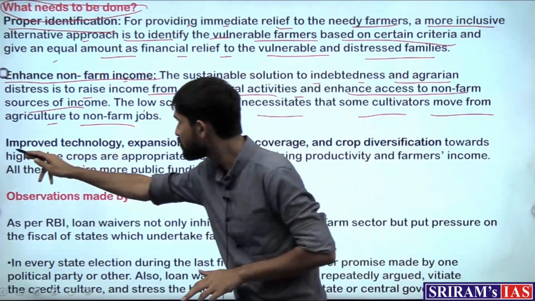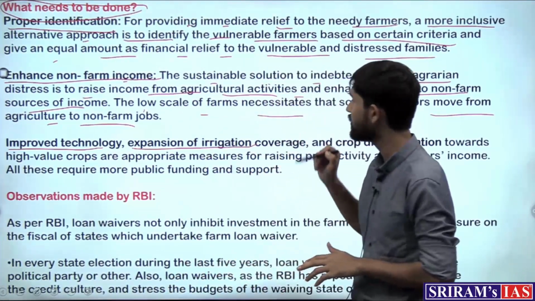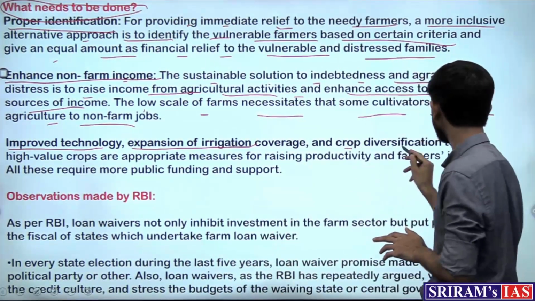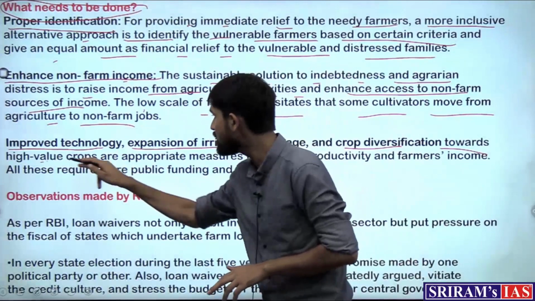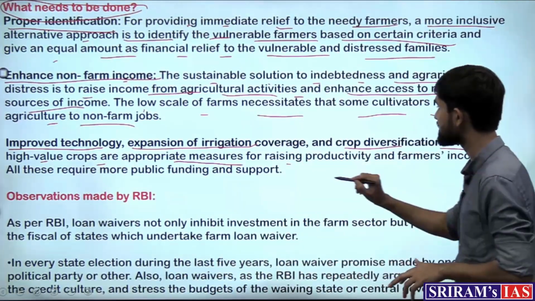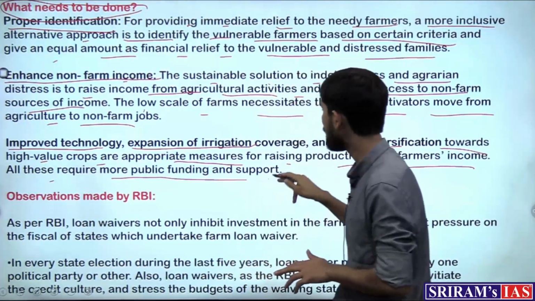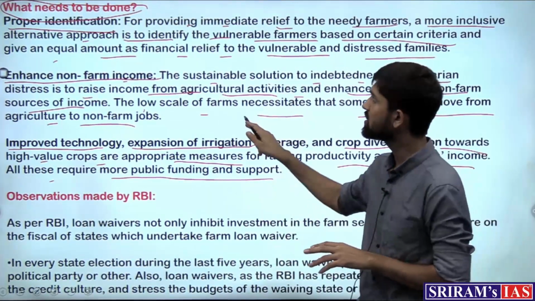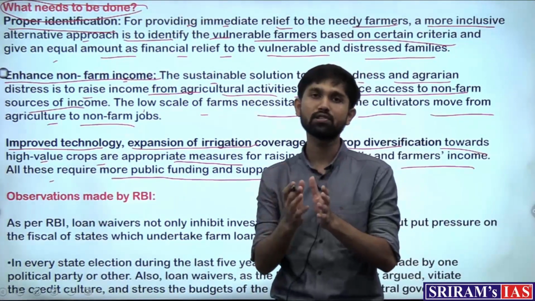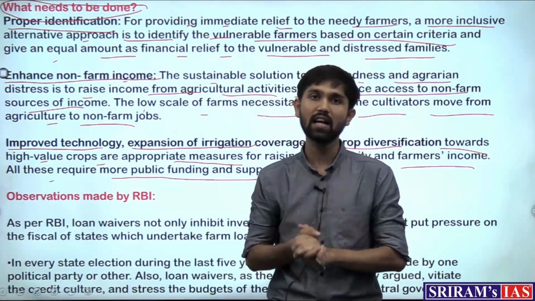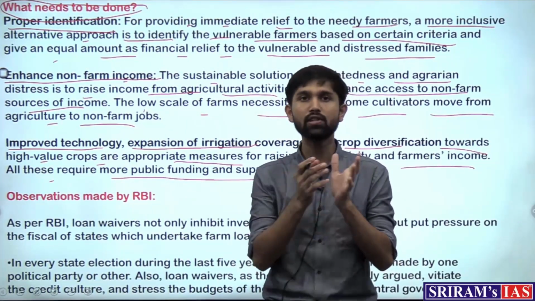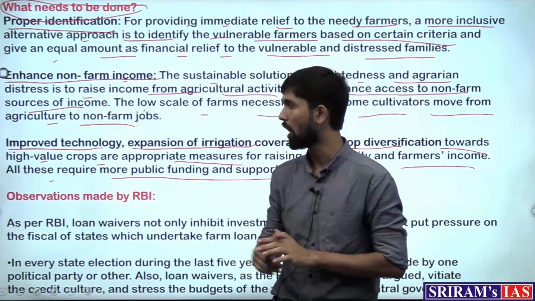And then improved technology, expansion of irrigation coverage and crop diversification towards high value crops are appropriate measures for raising productivity and farmers' income, and all these require more public funding and support. So these are some of the way forward measures that we can take in order to rationalize this farm loan waiving scheme, going forward.